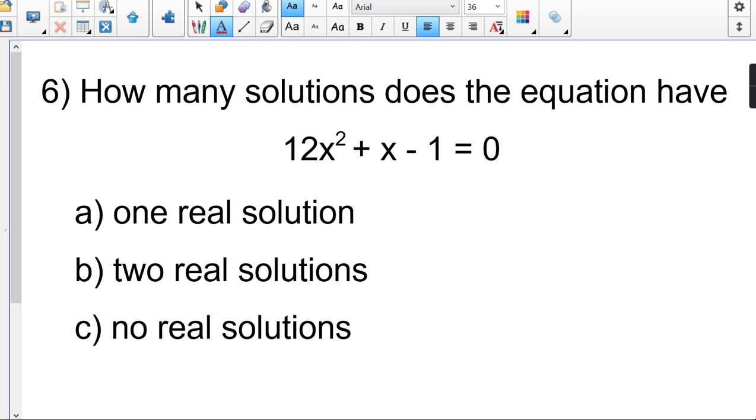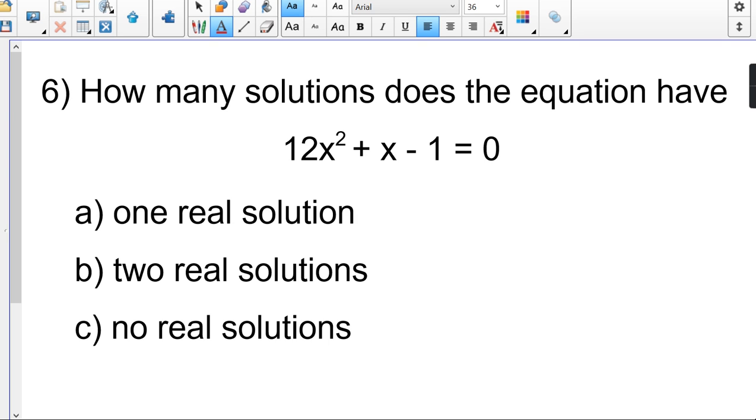Question 6. How many solutions does the equation have? The equation is 12x squared plus x minus 1 equals 0, and our choices are A, 1 real solution, B, 2 real solutions, or C, no real solution. So let's remember what we use to figure out the number of solutions.